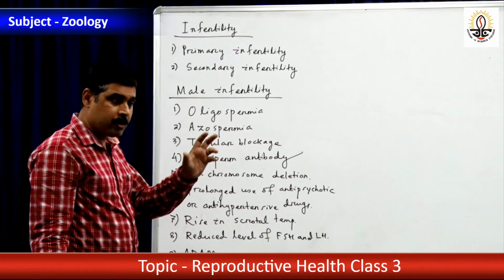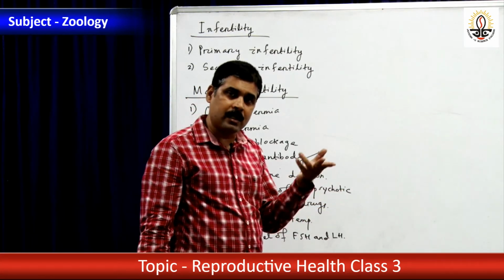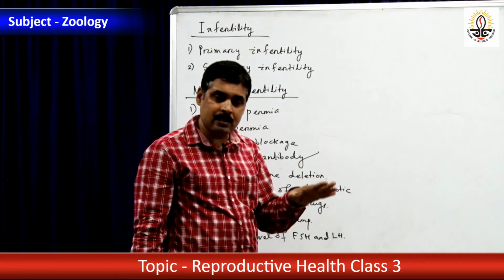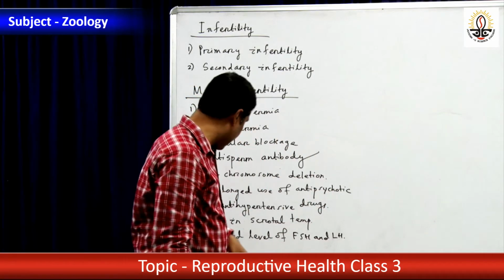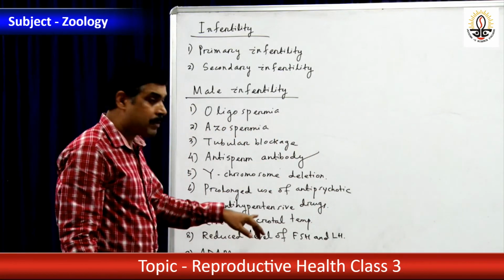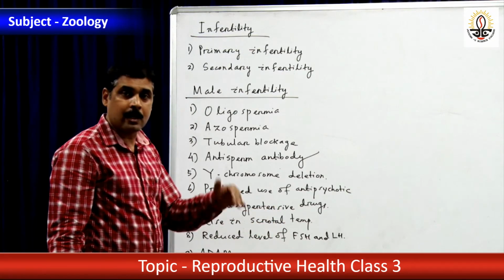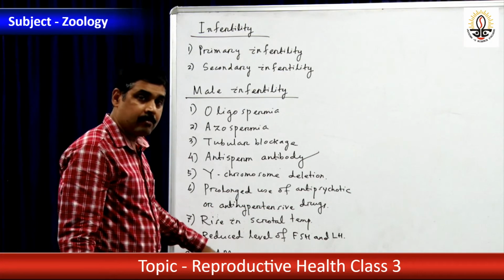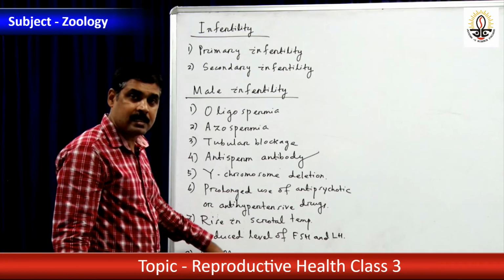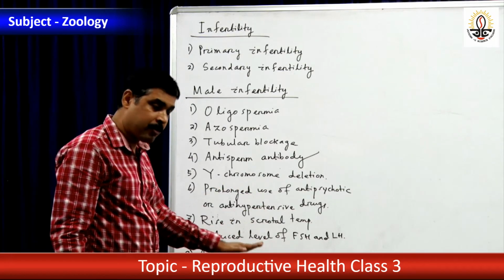Scrotal temperature: if the scrotal temperature rises, the sperm get destroyed, as in varicocele. If there is a rise in scrotal temperature, that is also one of the causes of male infertility. Reduced level of FSH and LH, gonadotrophin, causes male infertility. ADAM, androgen deficiency in aging male, due to lack of testosterone, is also causing infertility.